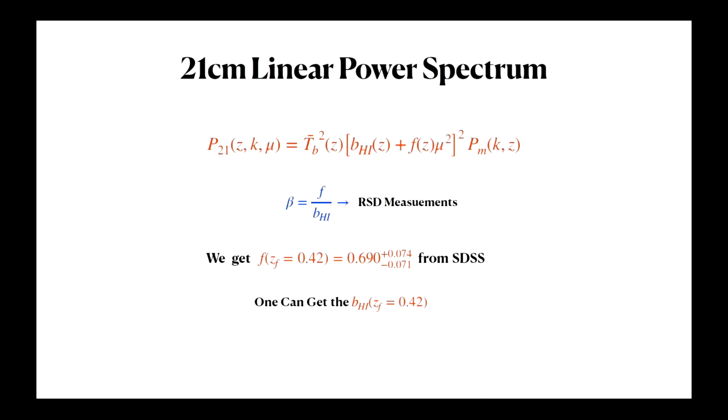And once you get the F, you can use the 21 centimeter line power spectrum to get the beta parameter from the RSD, and then using this F, you can get the information of the bias at this redshift. We cannot do that at this moment, but it can be possible because we can now get F measured at some particular low redshift very accurately from the background measurement.